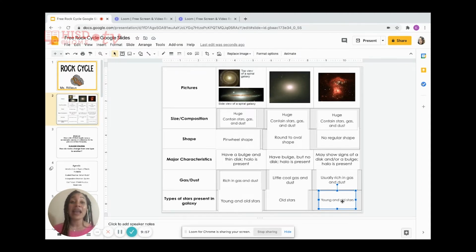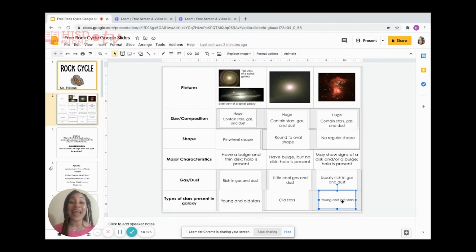In our second column, we have an example of an elliptical galaxy. Like a spiral galaxy, it is also huge and made up of billions of stars and gas and dust. But it has a defined shape. It is oval or round. And because it has this defined shape, we know that it is mostly made up of old stars with little gas and dust. And then last but not least, an irregular galaxy.